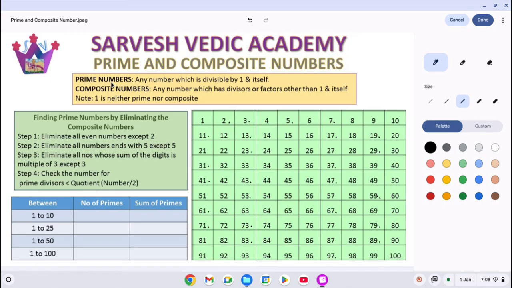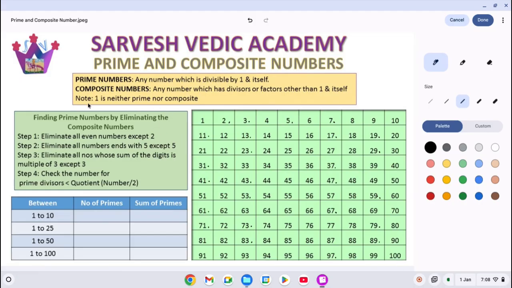When we factorize any number, if we get 1 and itself as the factors, or any number which is divisible by 1 and itself, we can say that it is a prime number. So we have to find the divisors or factors of a particular number. Any number which has divisors other than 1 and itself is not a prime number; we can say that it is a composite number. Our main idea is to collect prime numbers from 1 to 100.